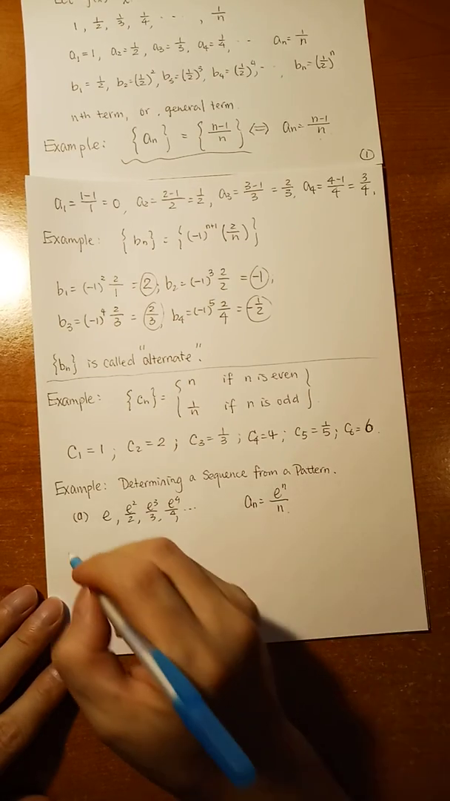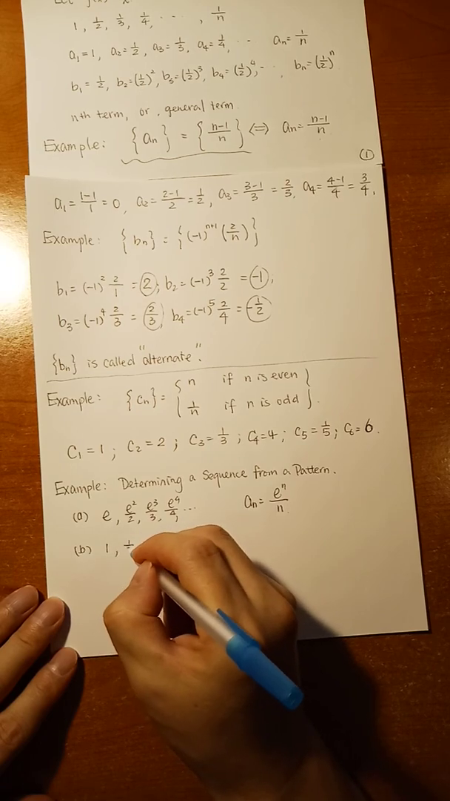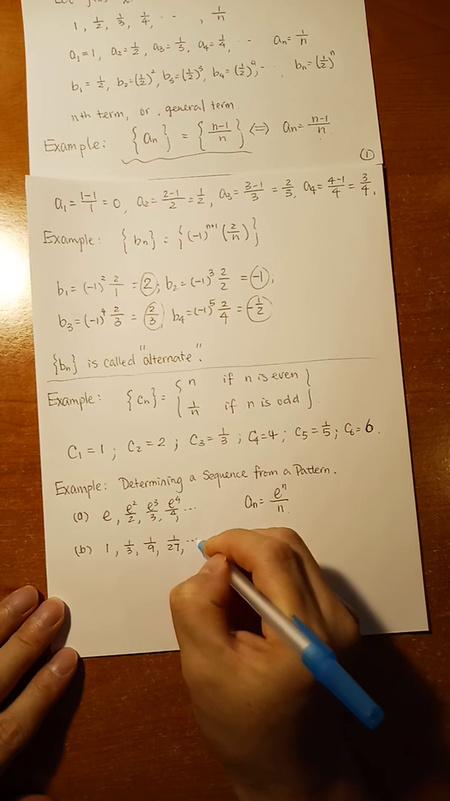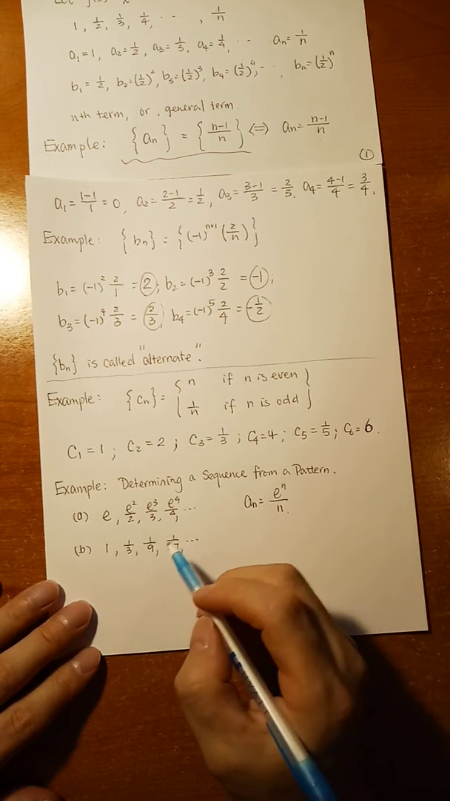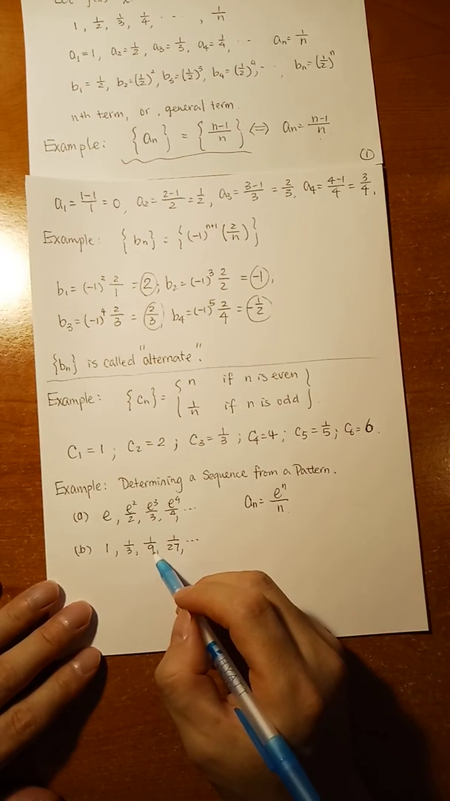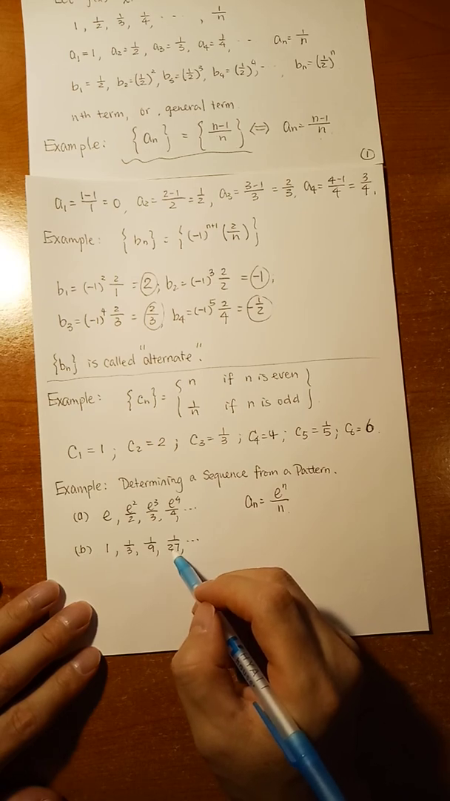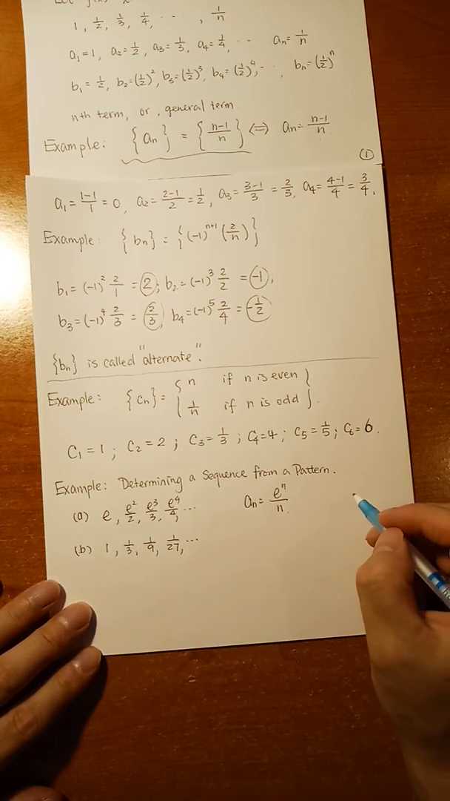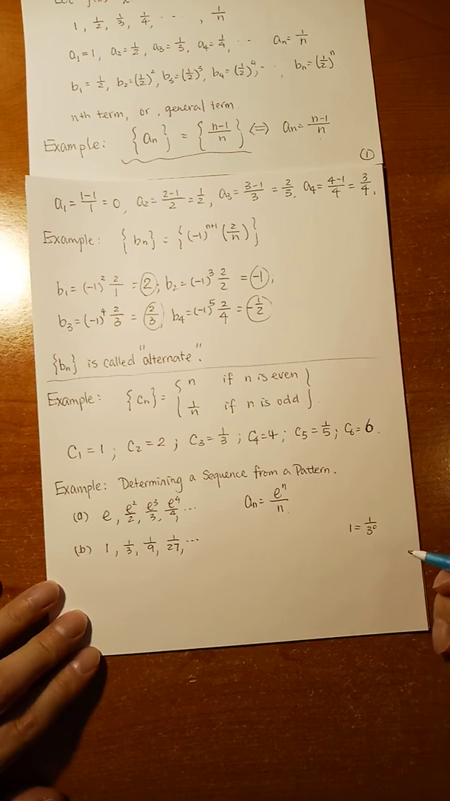Right? Second, if we have 1, 1 over 3, 1 over 9, 1 over 27, and dot, dot, dot. Well, we have to be alert. You see here you have 3, 9. 9 is 3 squared. 27 is 3 cubed. Here, you don't have the denominator. You can consider it as 1 over 3 to 0.